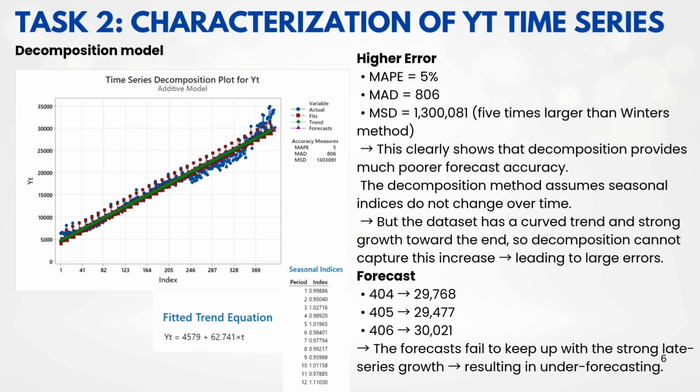About the decomposition model, it has higher error. MAPE equals 5%, MAD equals 806, and MSD equals approximately 1.3 million, 5 times bigger than the Winters method. This is because the decomposition method assumes seasonal indices do not change over time, and the trend component follows a linear trend. Here we can see the dataset has a curved trend and strong growth toward the end, so the decomposition cannot capture this increase. About the forecast, it fails to keep up with the strong series growth, so it is under-forecasting.